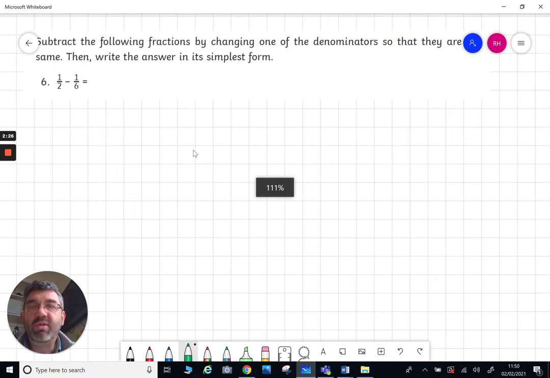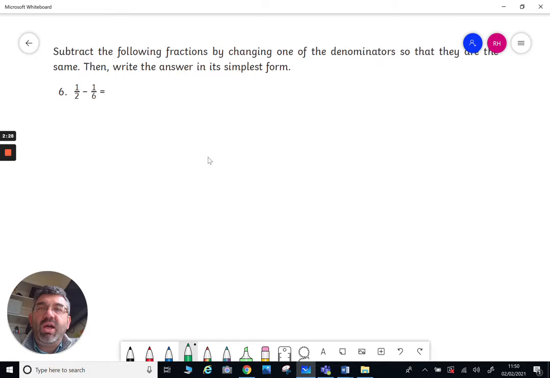Now then, what we've got here, again, are two fractions. We're going to take one away from the other. Problem we've got is that the denominators are different. So we need, again, to make sure the denominators are the same. Okay, it's very, very important. So, again, we need to see if these two denominators happen to be in the same times table. Are they multiples of something?